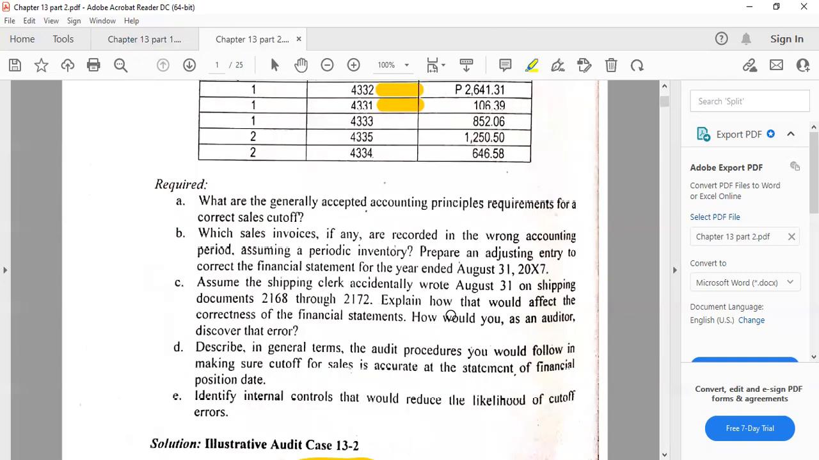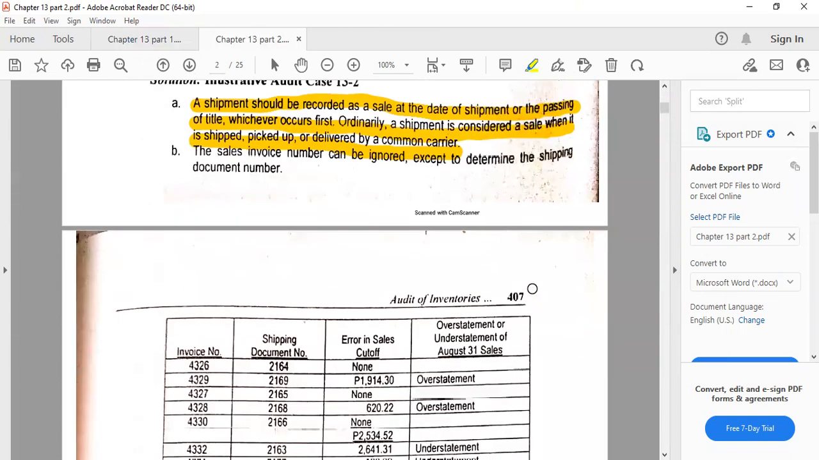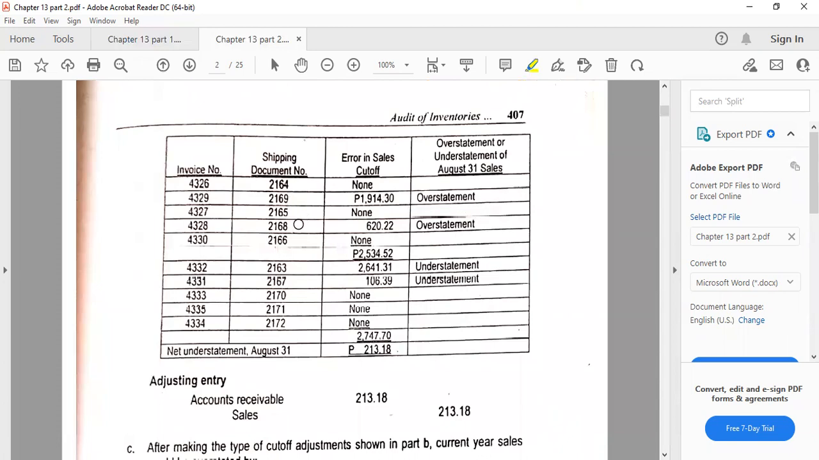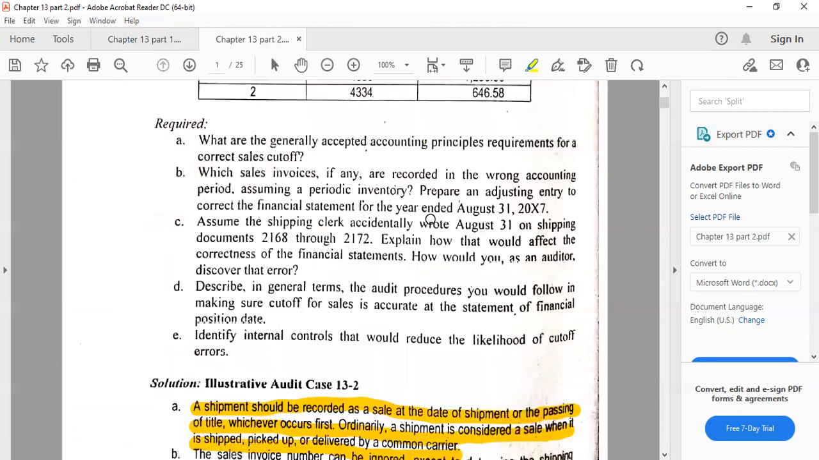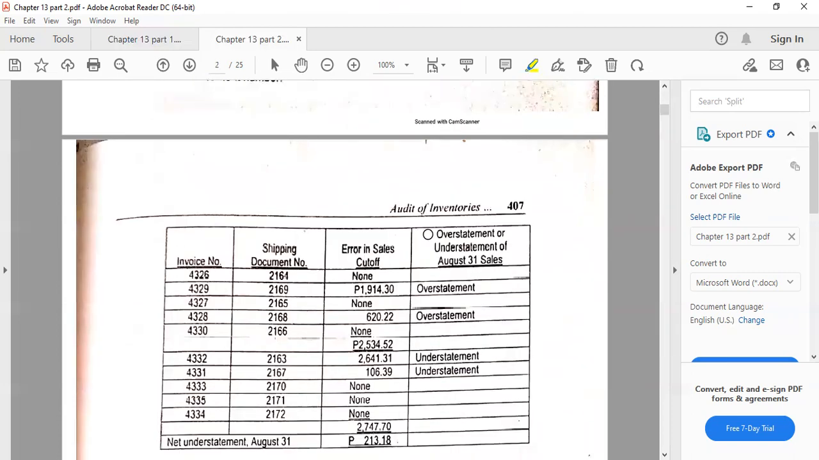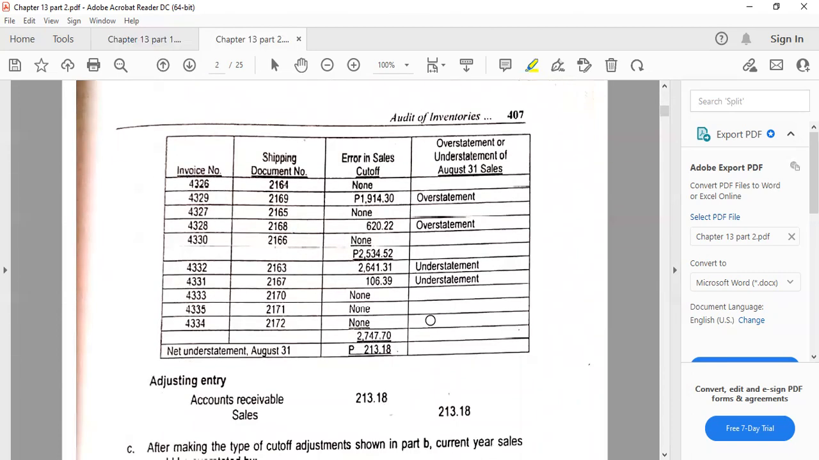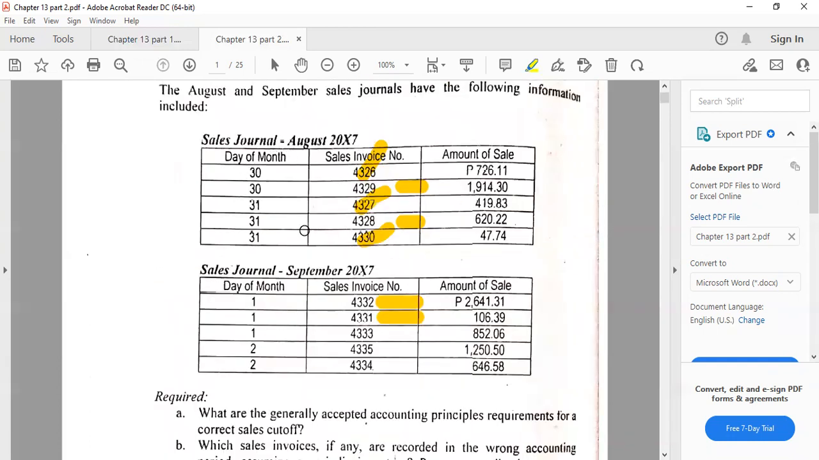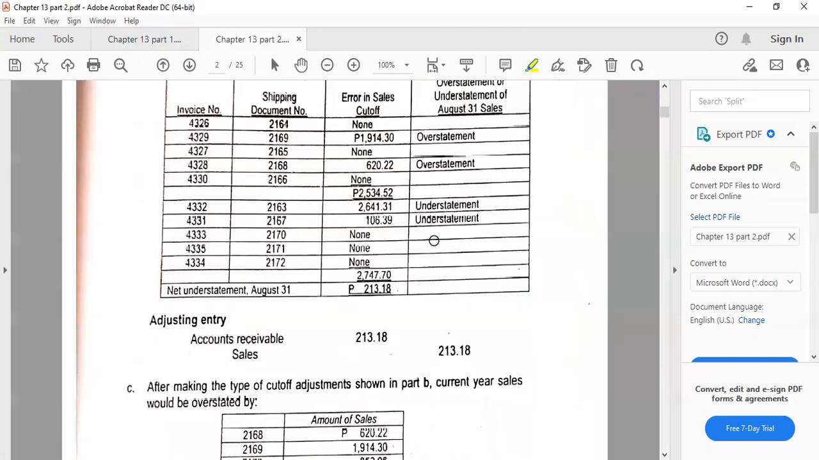Okay, so the requirement here is to prepare an adjusting entry. Okay, so mo na siya na. Katong duha nga ako ang gi-point out ganina. Kani. These are overstatements. And then, kaning duha dire, na-understate ang atong August kay dito naman siya sa September na appeal. So, understatement na sila.